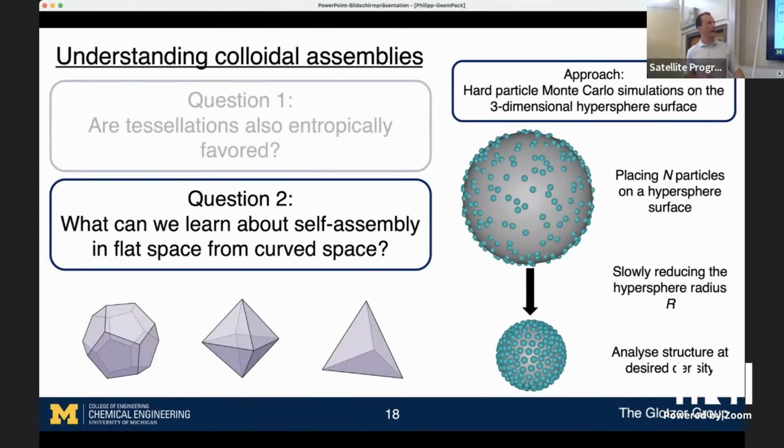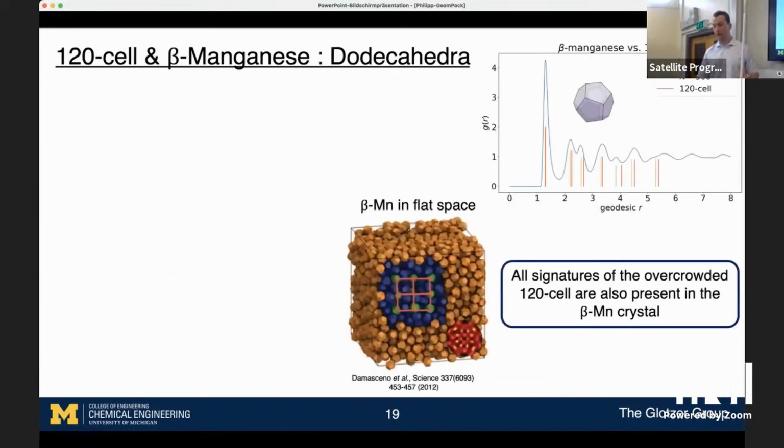We do this by pretty much changing the number of particles. And why do we want to do this? Well, if we, for example, look at the dodecahedral case, and we know that it wants to form a beta manganese structure, we can already see that some of the signatures in the g(r), if you compare the 120 cell in red and the beta manganese structure, you can see that most of them already nearly fit together.